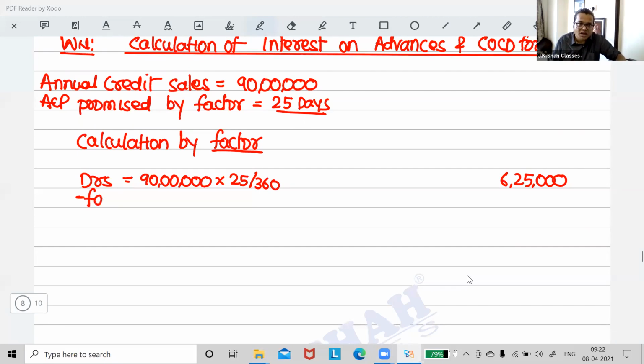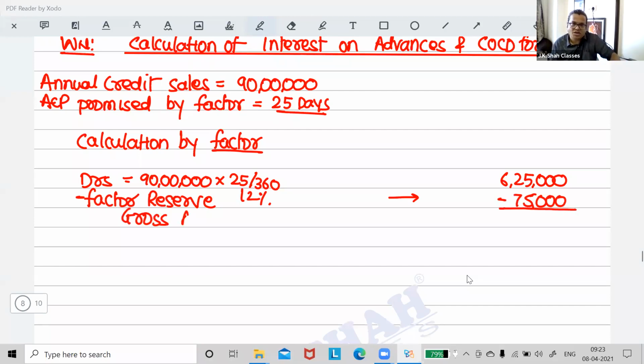I would charge a factor reserve. What's my factor reserve? 12%. Now see, you need the money now, so you have to say, okay sir, no problem, deduct 12%, but pay the balance at least. So the deduction is 75,000. So I would say, okay, the gross advance for this round comes to how much? 550. Correct, no? Yeah.